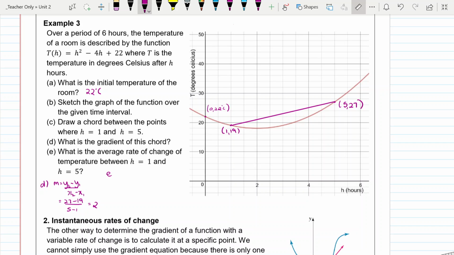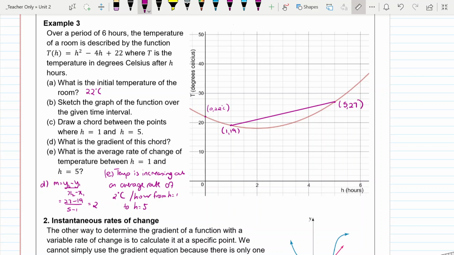Now with these, we want to interpret what the positive or the negative means. And because it's a positive 2, we can say that the temperature is increasing at an average rate of 2 degrees Celsius per hour. Okay, so we're looking for the word increasing: the temperature is increasing at an average rate of 2 degrees Celsius per hour from h equals 1 to h equals 5.